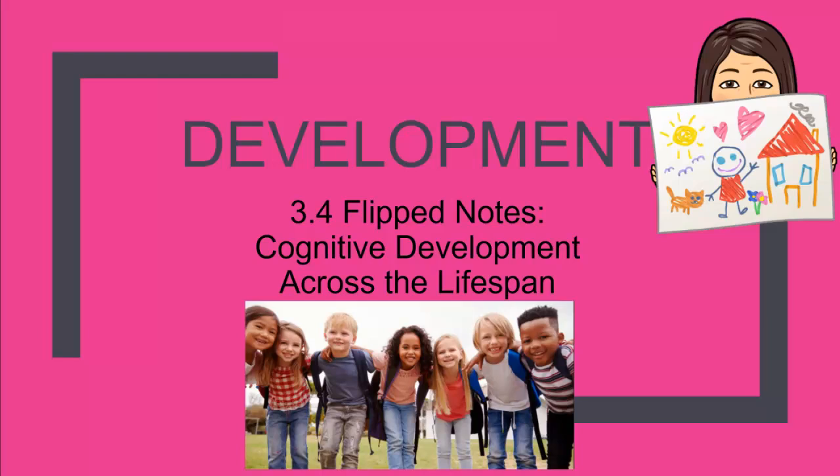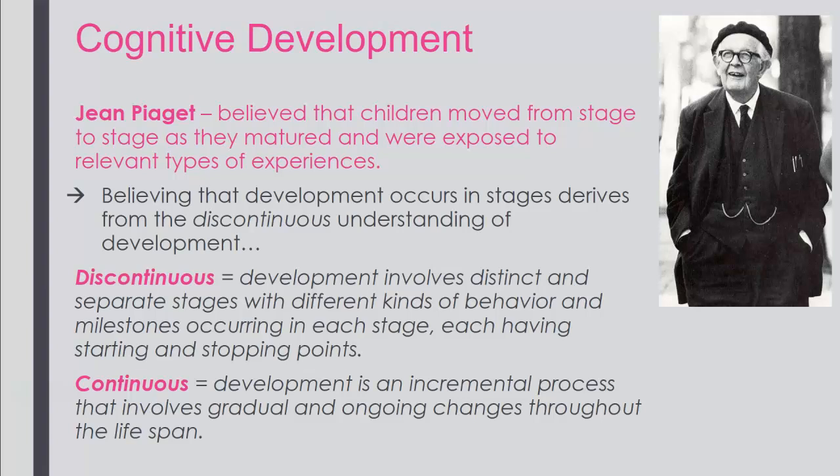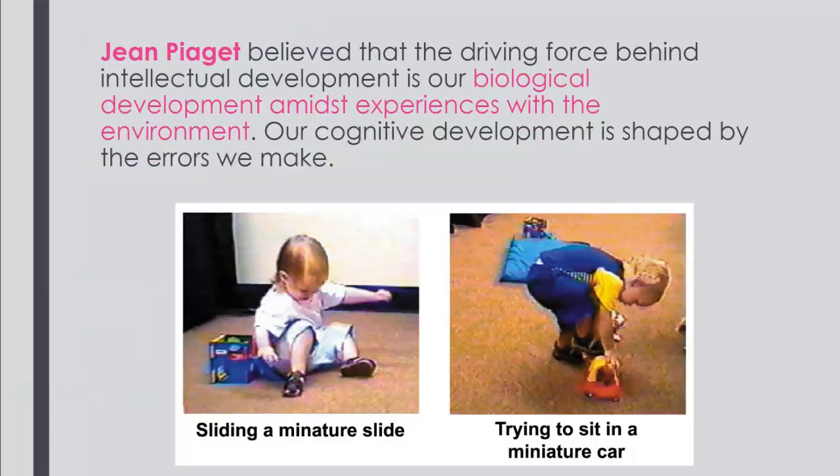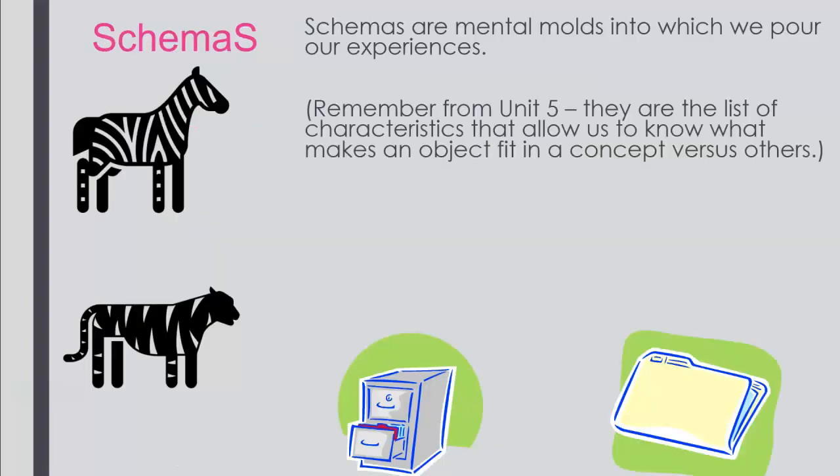And then by 80, neural processes slow down, especially for complex tasks. All right, part 4, getting into cognitive development across the lifespan. One of the names you do need to know for the exam is Jean Piaget for his work in cognitive development in children. He's one of the stage theory supporters. So he said that children move from stage to stage. He said that our biological development happens amidst experiences, so the environment plays a big role in development.